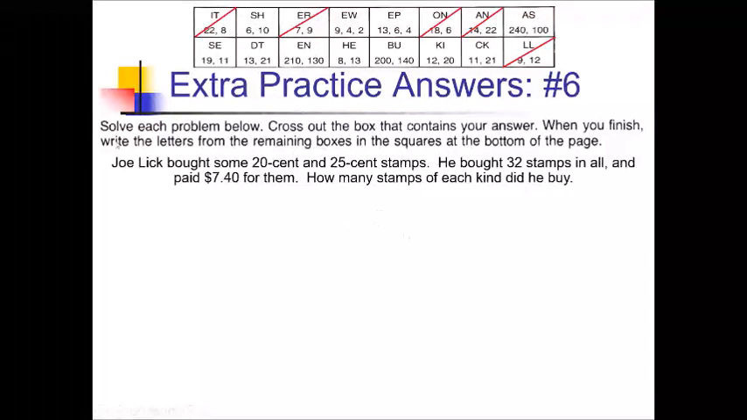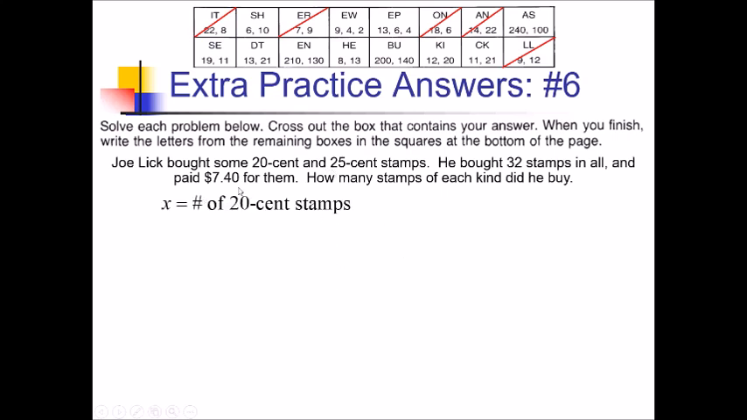For number 6, we have Joe Lick, who bought some 20-cent and 25-cent stamps, 32 stamps in all, and paid $7.40 for them. We want to know how many of each kind. So this is very similar to all the other problems we've been setting up. We're going to have an equation talking about how many stamps and another talking about the value. But first, let's get some variables. I didn't really have any good letters in mind for 20 cent versus 25 cent. Those are really too similar for my taste to begin with, but I'm going to call them x and y. x will be the number of 20-cent stamps, and y will be the number of 25-cent stamps.